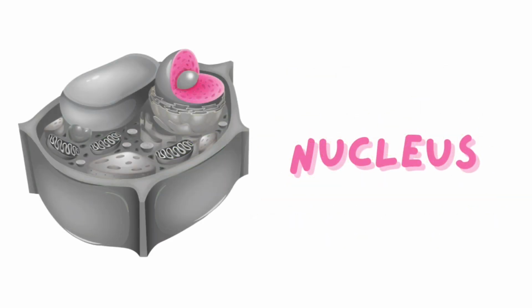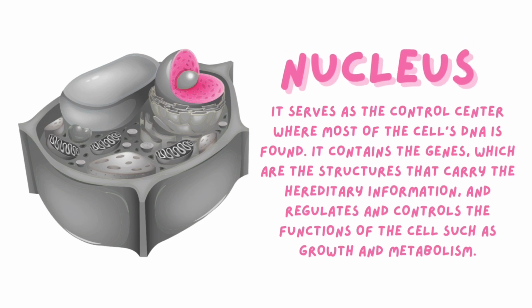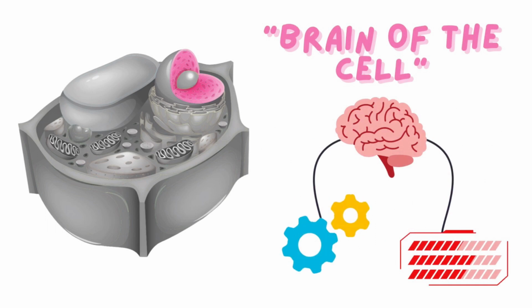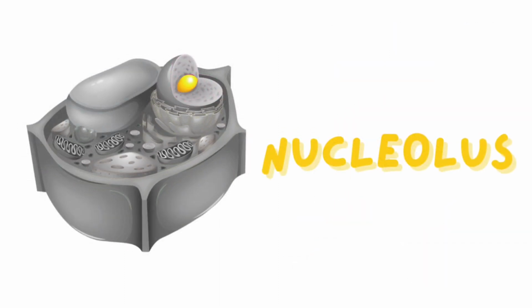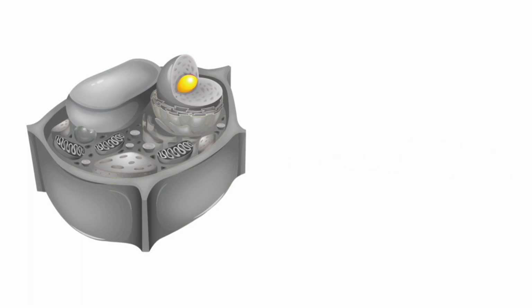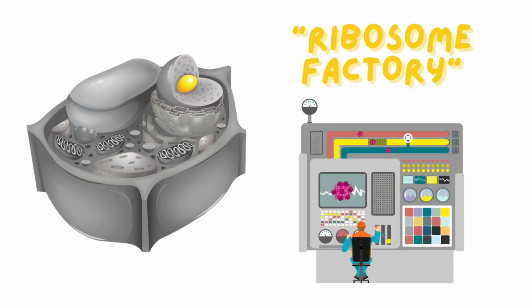The nucleus serves as the control center, where most of the cell's DNA is found. It contains the genes, which are the structures that carry the hereditary information, regulates and control the functions of the cell, such as growth and metabolism. The nucleolus is a spherical structure found in the cell's nucleus whose primary function is to produce and assemble the cell's ribosomes. The nucleolus is also where the ribosomal RNA genes are transcribed.